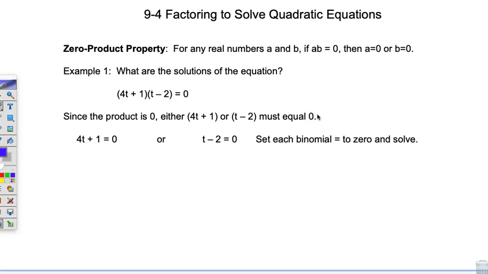Okay, today we're working on 9-4, factoring to solve quadratic equations. We're going to start off by talking about zero product property.